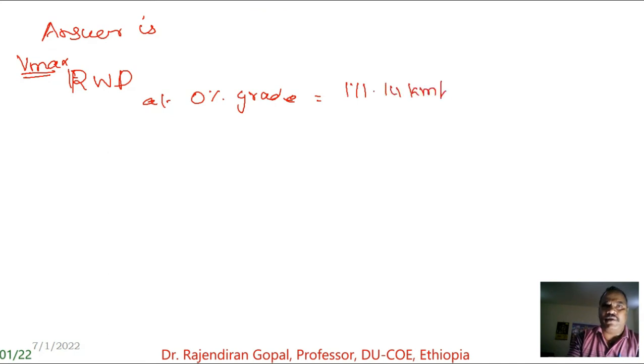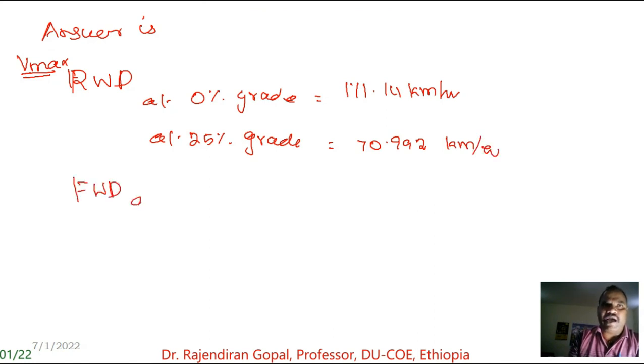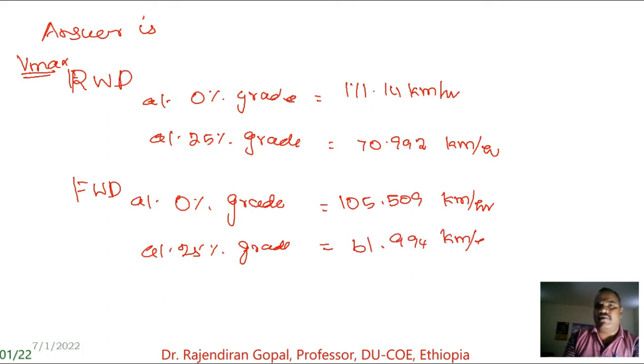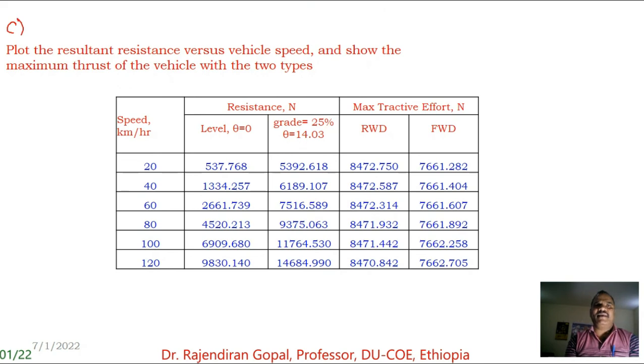Now the answers are: maximum speed on rear wheel drive at 0% grade is equal to 111.14 kilometer per hour, and at 25% grade is 70.992 kilometer per hour. For front wheel drive at 0% grade it is 105.509 kilometer per hour, and at 25% grade it is 61.994 kilometer per hour.